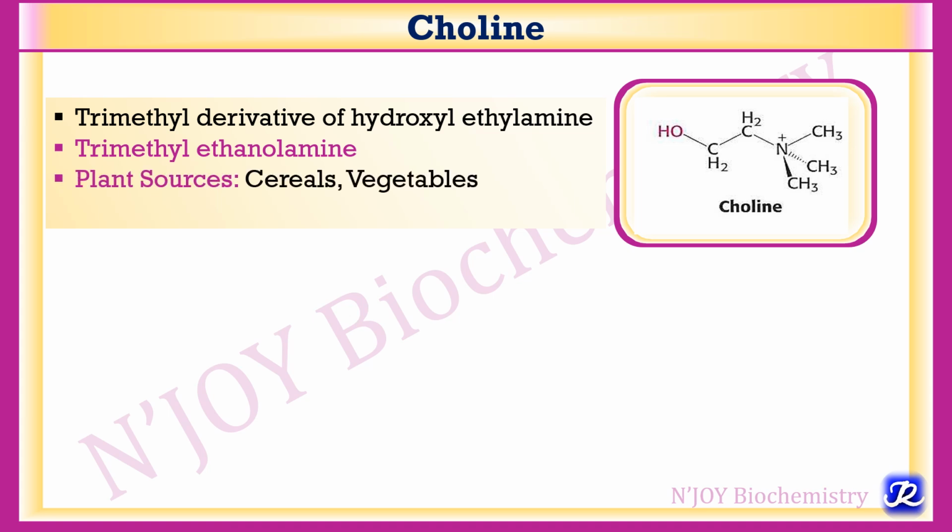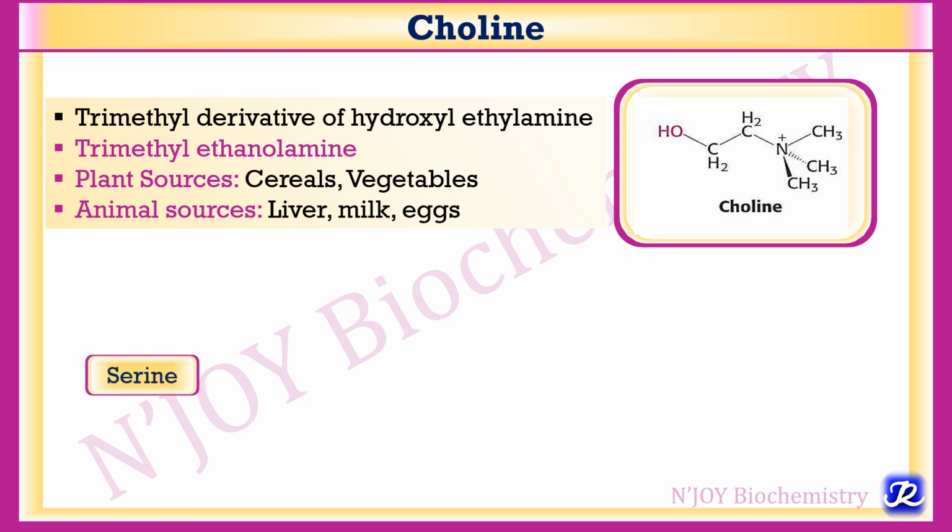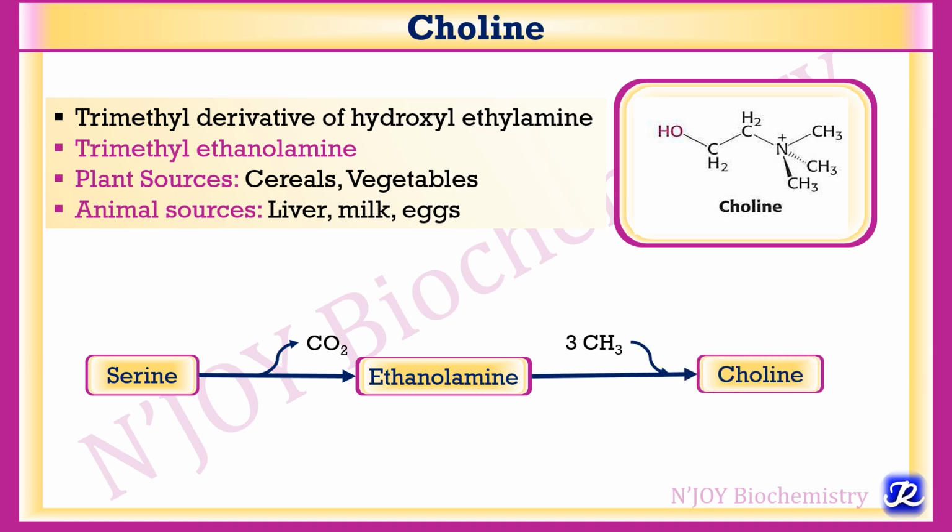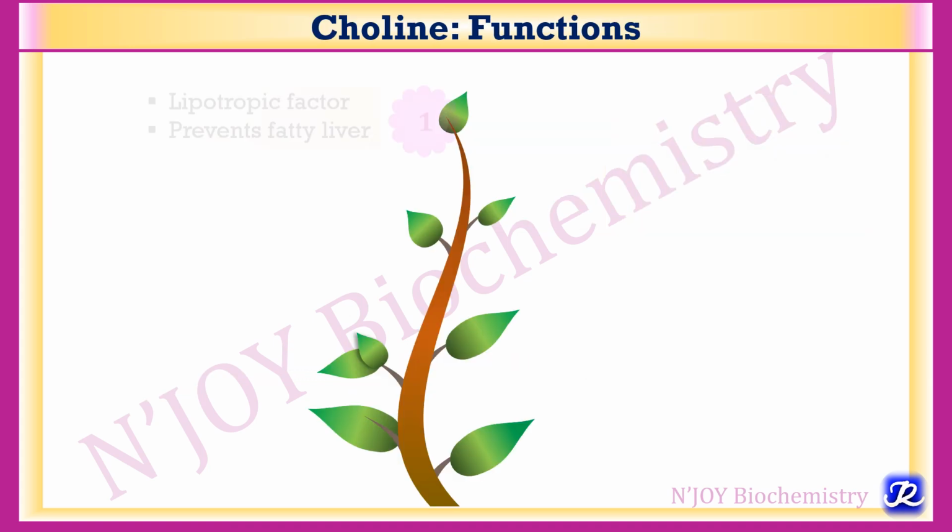The various plant sources are cereals and vegetables, and animal sources are liver, milk, eggs. Choline is derived from serine or betaine, and by decarboxylation from serine we can get ethanolamine, and by addition of 3 methyl groups to the ethanolamine we get choline. What are the various functions of choline?